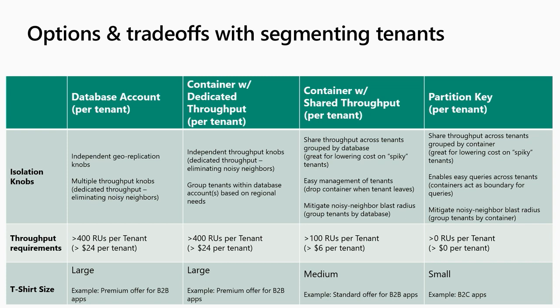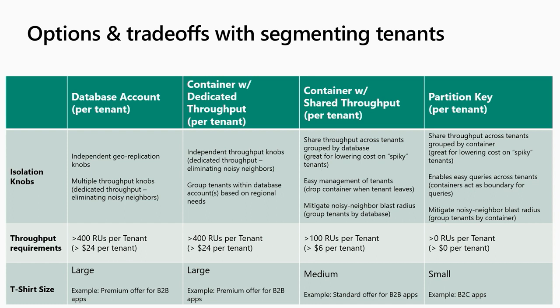Now, going from small to large, if we do containers with shared throughput, this gives you a bit easier management of these tenants. You can conveniently drop a container whenever a tenant leaves, as opposed to having to do bulk delete operations. And this also gives you a nice way of further mitigating that noisy neighbor blast radius based on how you group your tenants. So for example, you can group them by database as well. It gives you a lot of manageability aspects.